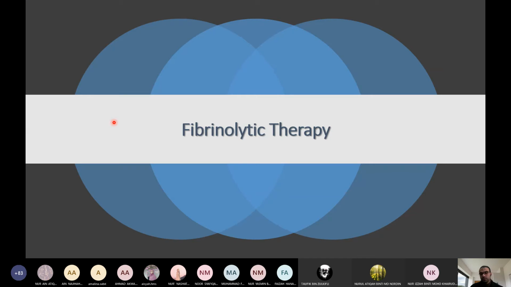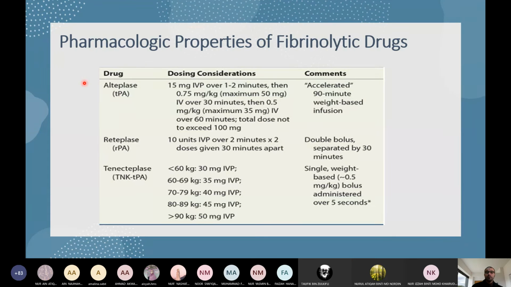Fibrinolytic therapy, of course, we highlighted in the STEMI, brothers and sisters. We highlighted in the STEMI either the revascularization, either the PCI or fibrinolytic therapy, based on the PCI facility, whether the PCI is available or not. PCI available within 90 minutes, okay. PCI not available, go for fibrinolysis, okay. The agents to be offered: alteplase, reteplase, tenecteplase, any one of them.